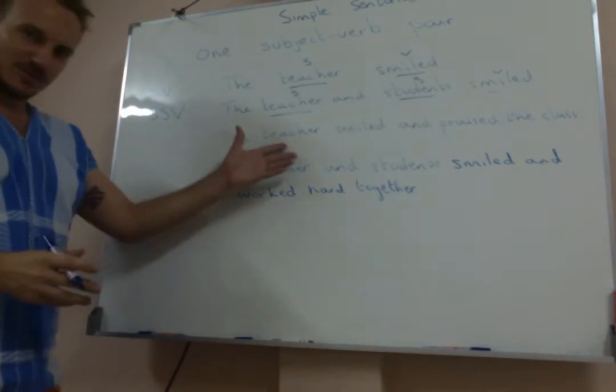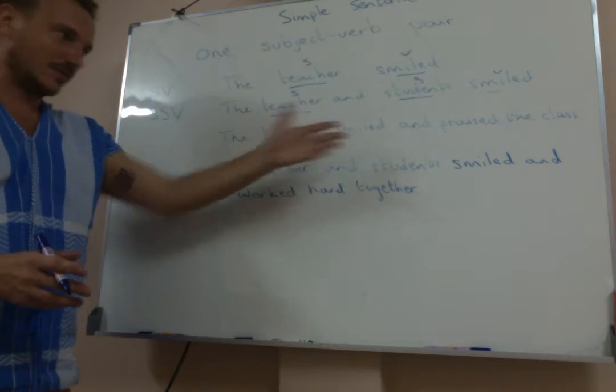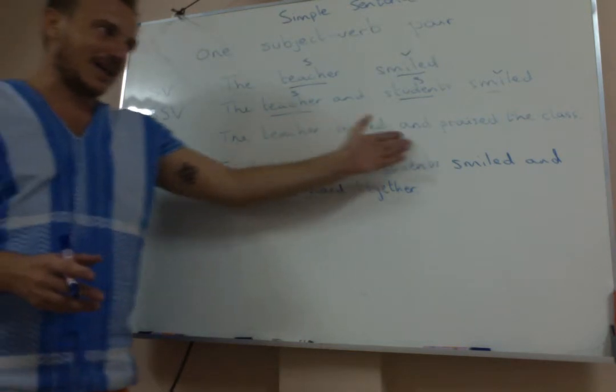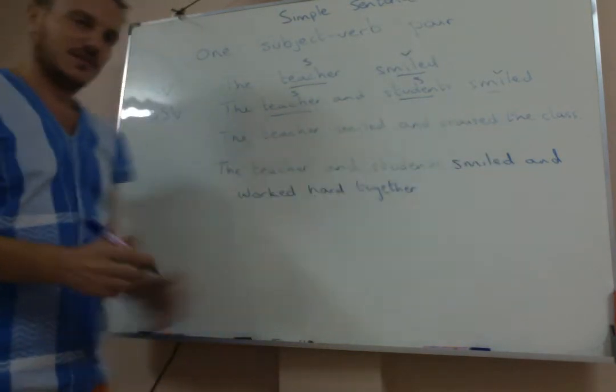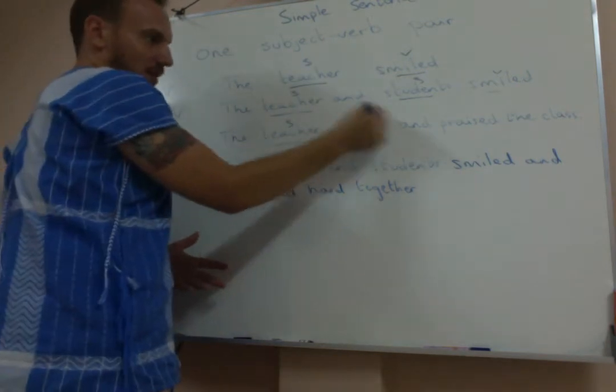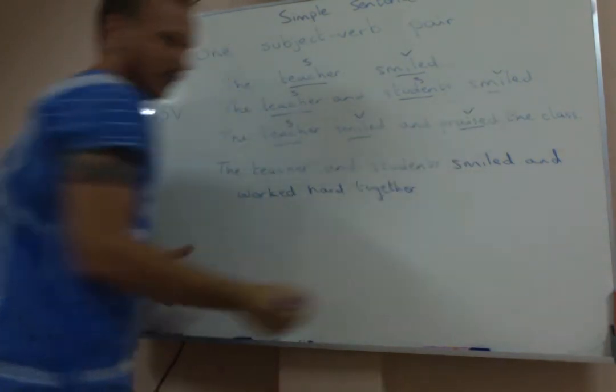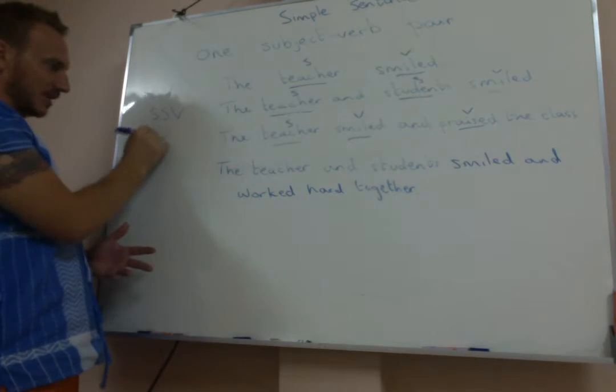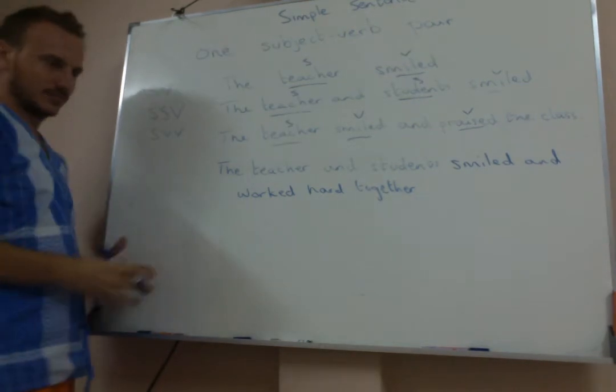You could have one subject and 2 verbs. The teacher smiled and praised the class. Teacher is the subject, smiled is the verb, praised is also a verb. So we have subject, verb, verb.